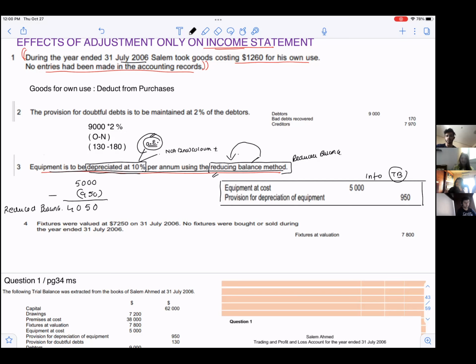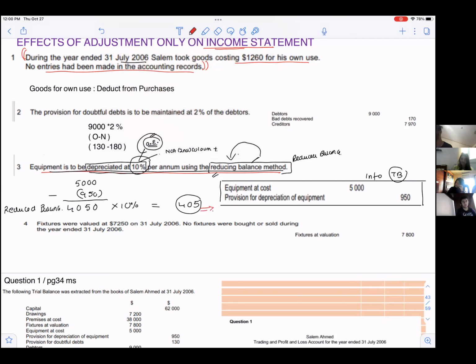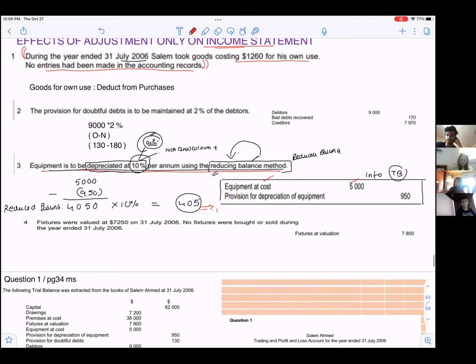Now, on this reduced balance, I have to charge how much depreciation? 10%. So 4050 times 10% comes to 405. What does this 405 represent? It is not the equipment cost. It's the amount depreciated. This represents depreciation for the current year.